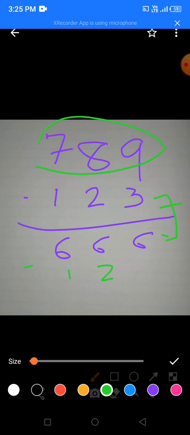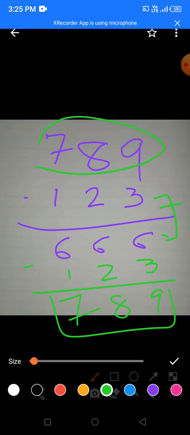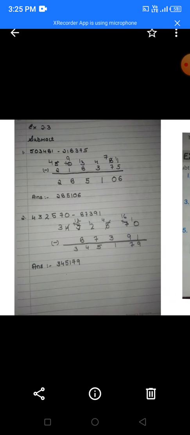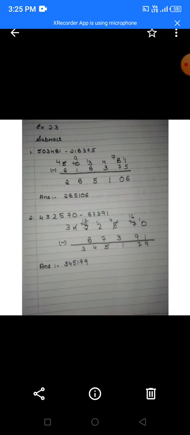So see, 6 plus 3 will give me 9, 6 plus 2 will give me 8, and 6 plus 1 will give me 7. So I got 7, 8, 9. Yes? So this is why checking is very important, so that you come to know that you are solving correctly. Okay, children? Now, see, this is the question number 2. This is how you will solve and write it in your notebook.